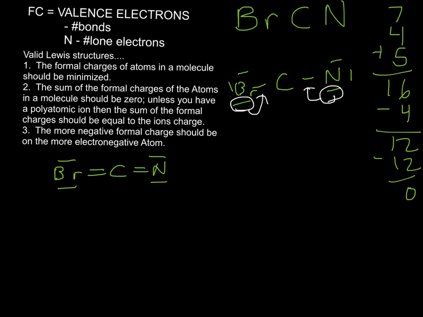Now, the problem with that assumption is, do bromine and nitrogen have equal attraction for their electrons? No. So in reality, we've got a situation where we could also have greed play a role, where we could have bromine refusing to share any of its electrons and nitrogen sharing 2 pairs.